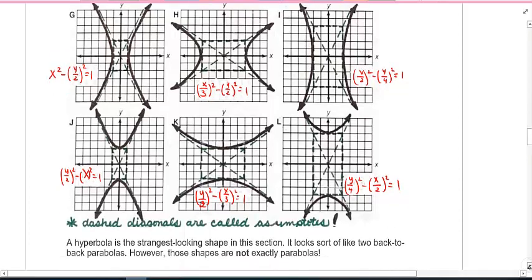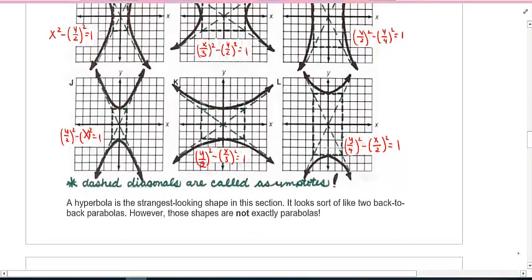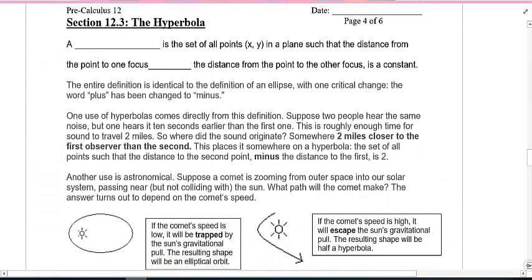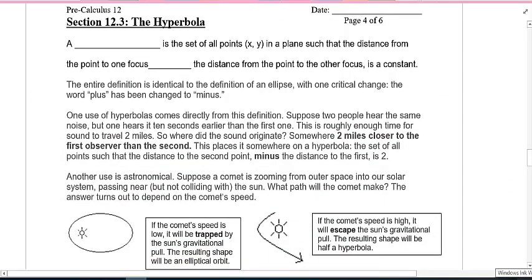So this hyperbola is really the strangest looking shape that we've done in this section. It kind of looks like two back-to-back parabolas, but they're not exactly parabolas because they do get closer and closer to these asymptotes. So let's turn the page and let me quickly show you the proper definition of a hyperbola.